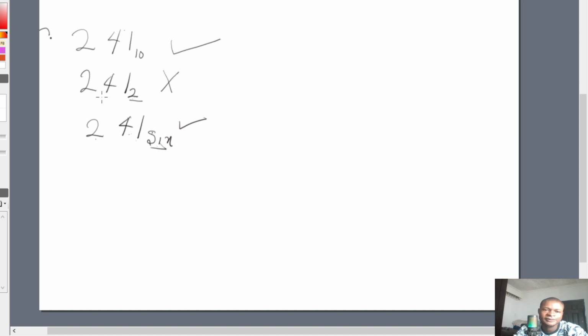So if I have a number that is greater than the base, definitely it is not accepted. This is accepted and this is also accepted.